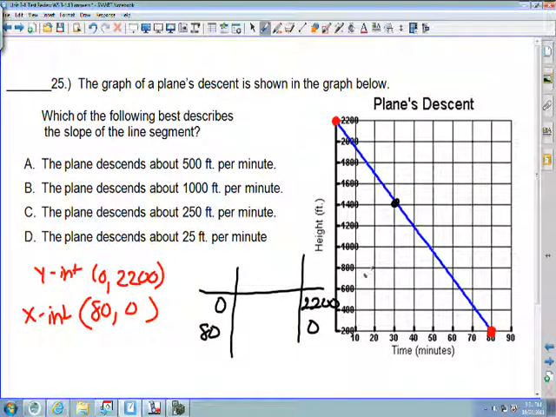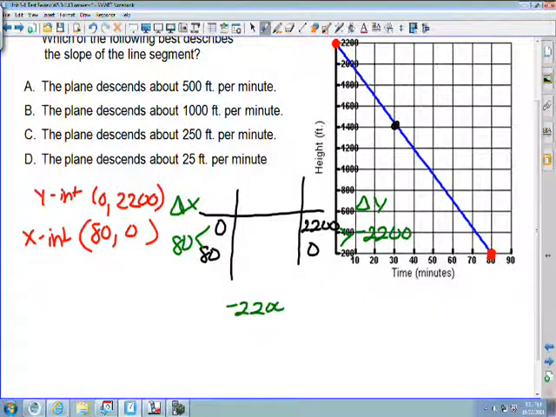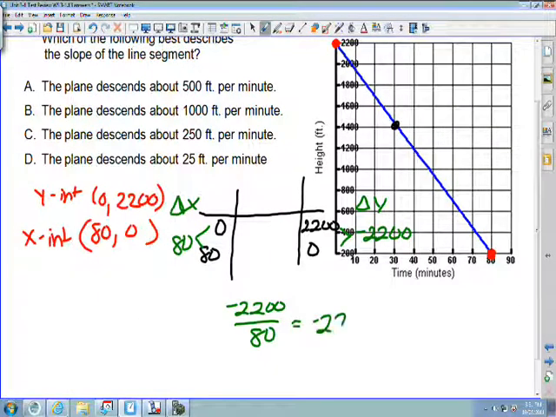So I have delta y, the change in y, that is negative 2200. Delta x is up 80. So I'm going to have negative 2200 divided by 80. Let's go to my home screen: negative 2200 divided by 80. Enter. My answer is negative 27.5. Well, what is it closest to? This one. Negative because it's decreasing, but it's closest to 25.